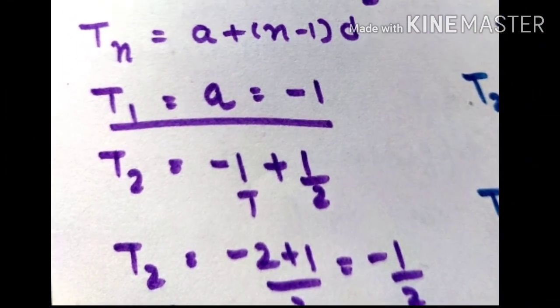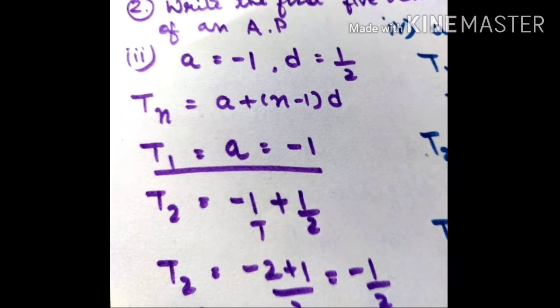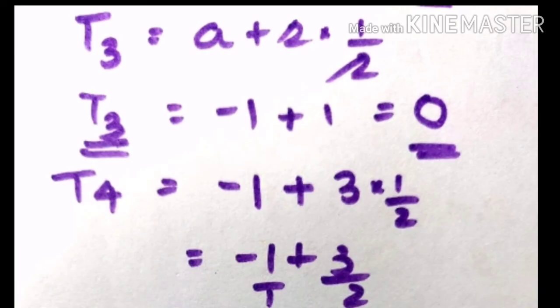So now we want T3, term number 3. That is a plus n minus 1, which means 3 minus 1, that is 2, multiplying d, 1 by 2. So the 2s get cancelled. My a value is minus 1 plus 1. So minus 1 plus 1 becomes 0. So T3, term number 3, is equal to 0.